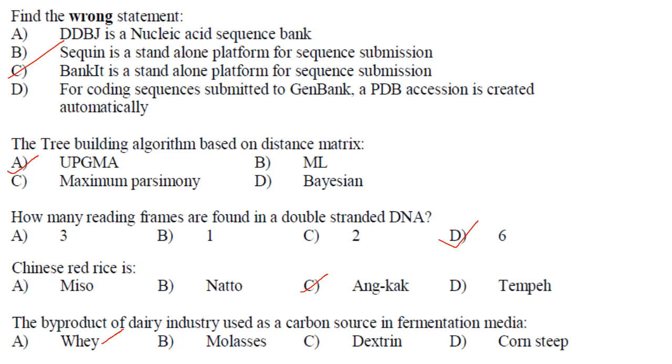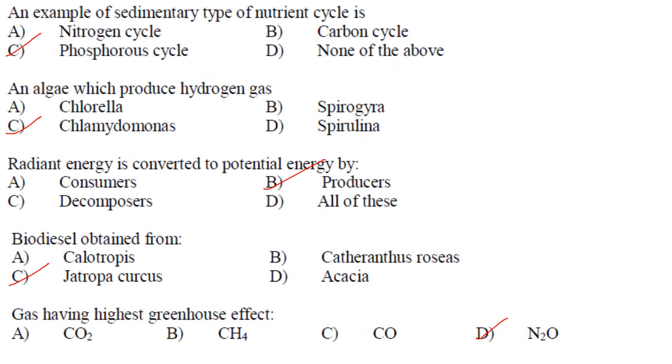Then, the byproduct of dairy industry used as carbon source in fermentation media is naturally whey. They have asked for dairy industry byproduct. Molasses, dextrine, corn steep doesn't come under dairy industry. So it is whey. Then an example of sedimentary type of nutrient cycle. So it is phosphorus cycle.